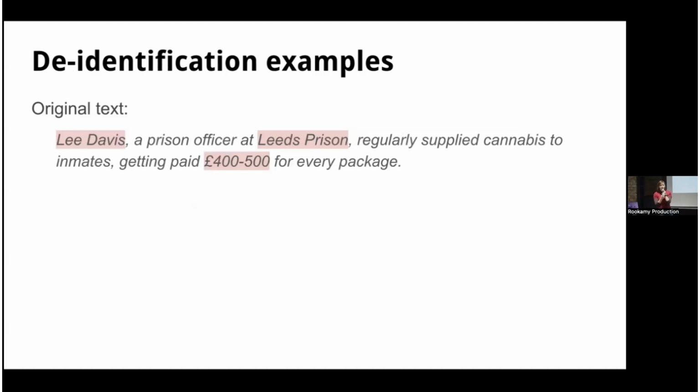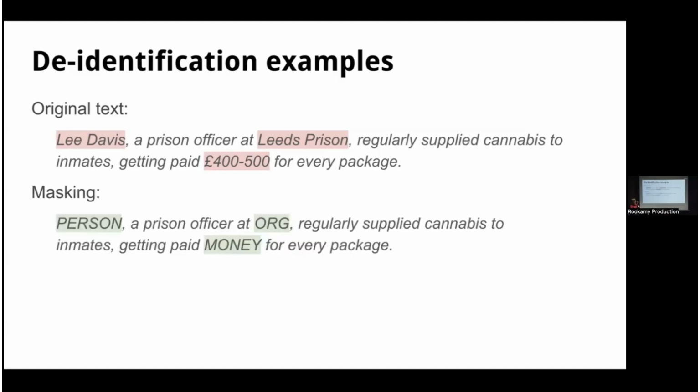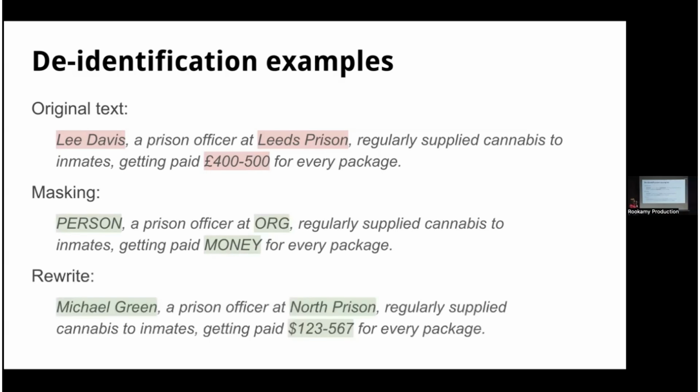So let's see what de-identification looks like. Here we have original text that says, Lee Davis, a prison officer at Leeds Prison, regularly supplied cannabis to inmates, getting paid £400 to £500 for every package. And here we have some personal data. We have the full name of the person, we have the organization where the person works, and the sum of money. When we do masking, the result of anonymization would look like this. We would have a person, org, or organization, or whatever you want, and money here, right? So this would be called masking. And this would be called a rewrite of the de-identification. You would have Lee Davis substituted with something like Michael Green, then Leeds Prison changed to North Prison, and the sum of money also a generated one.